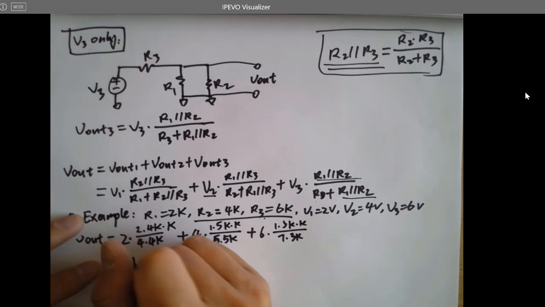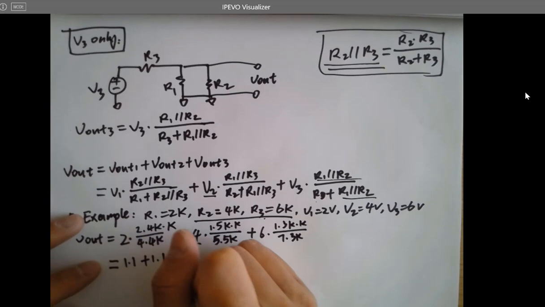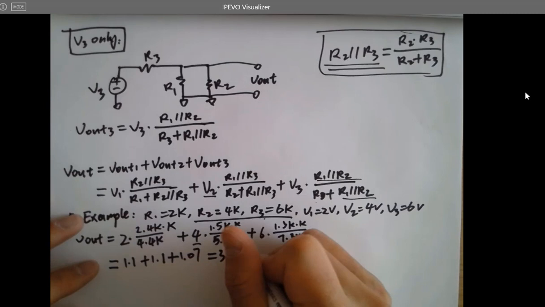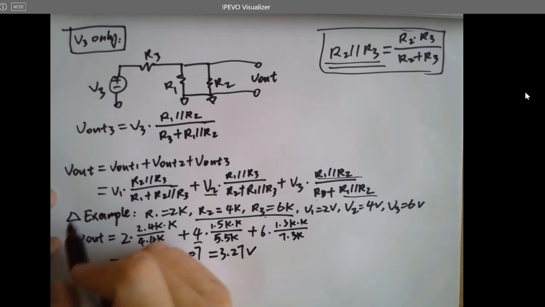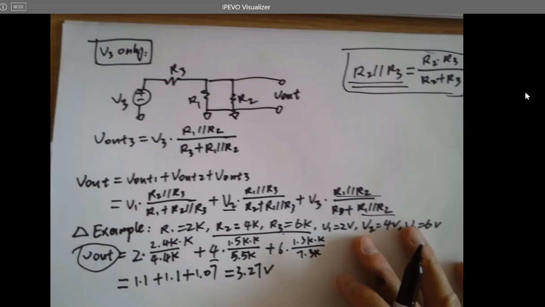So you're getting 1.1 plus 1.1 plus 1.07, and this is something around 3.27 volts. That's the VL you're going to get using the superposition theory.